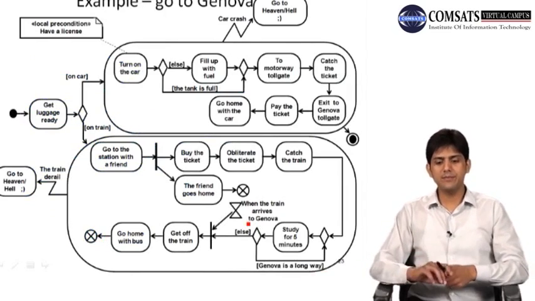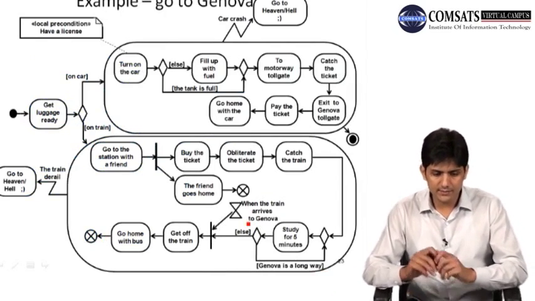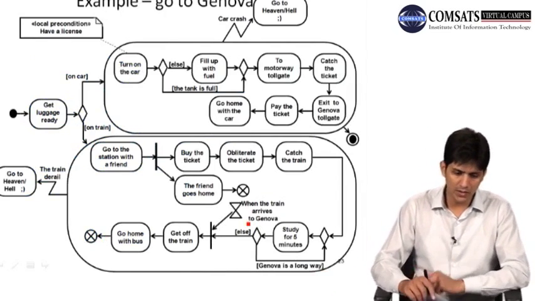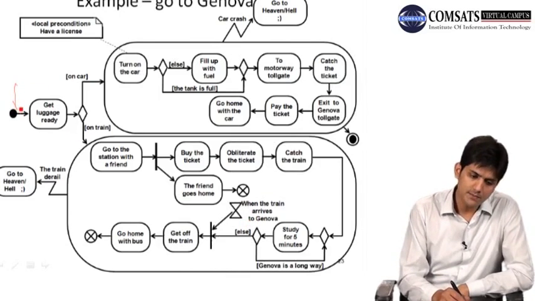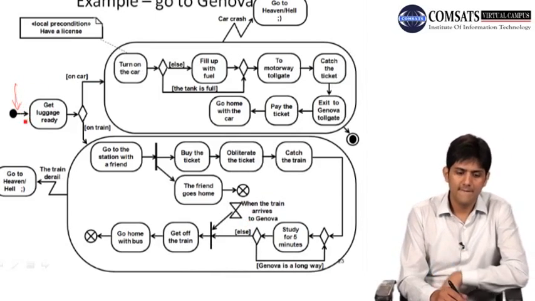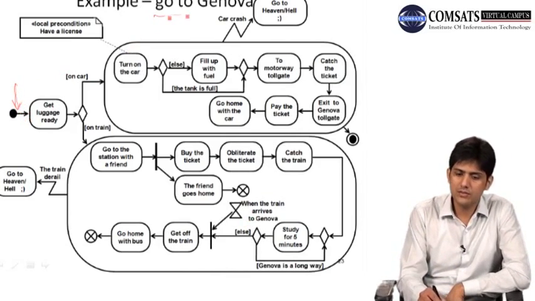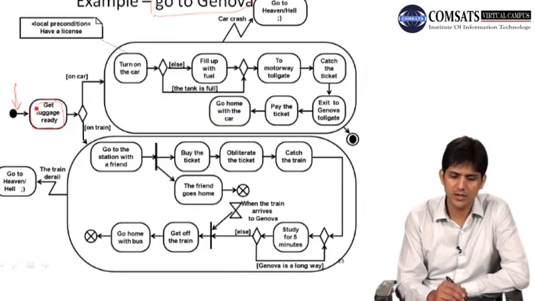Okay, this is another example of an activity diagram, and if you see, this is kind of a detailed one. Now you see that this is the starting state of this activity diagram or of this flow. The goal is that you are going to some place which is called de novo. So the first action that you are performing is you get your luggage ready.